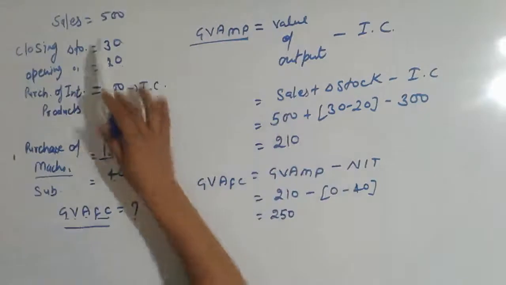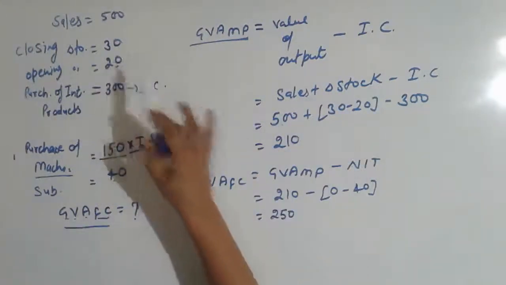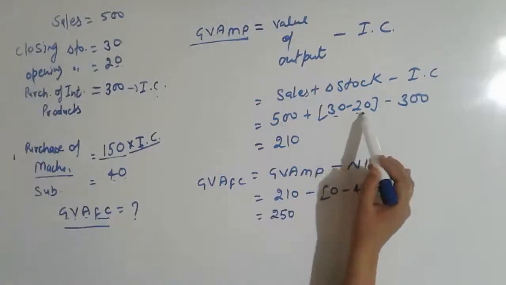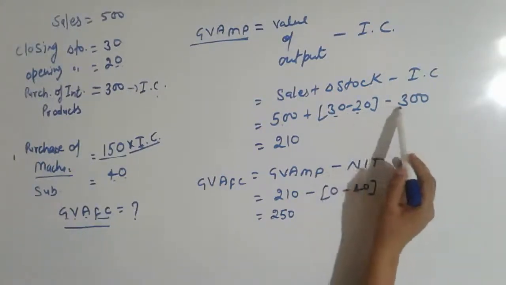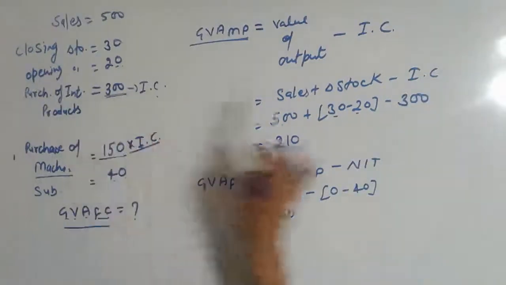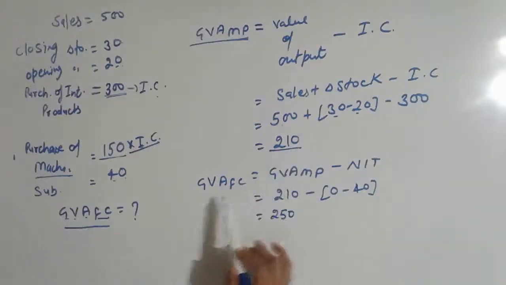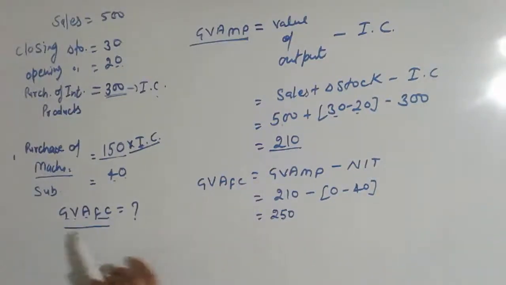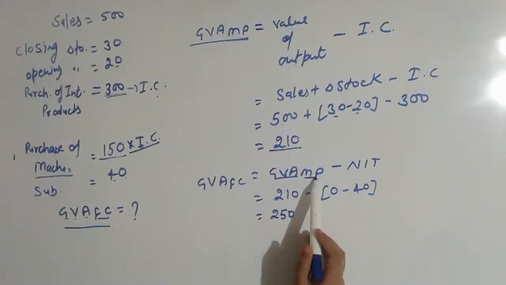Now putting the value, sales equal to 500, change in stock closing minus opening. Closing is 30, opening stock is 20. So change in stock equal to 10 minus intermediate cost is equal to 300. By solving this we get the 210. Now we have to calculate gross value added at factor price, but we have calculated gross value added at market price.